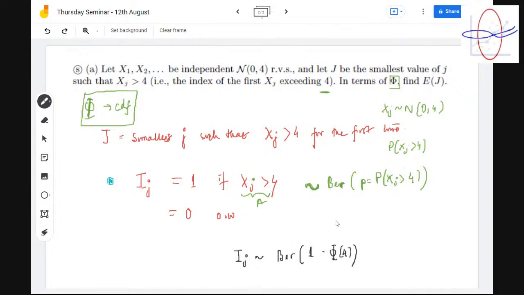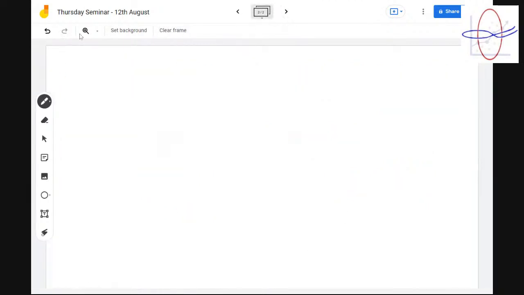No, it's not 1 minus phi of 4. You're wrong, I mean, it's not correct. Yes, thank you for telling me. It's not 1 minus phi by 4, because xj follows normal 0, comma 4, right? So to find the probability xj greater than 4, it's not 1 minus phi of 4. Yeah, you're right. Thank you.